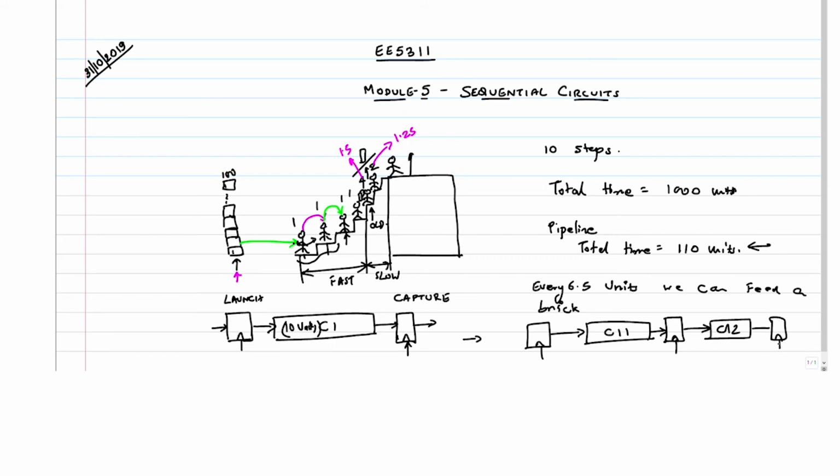Another flop in between. That's my final capture flop. Of course, remember the same flop can be a launch flop for one circuit and a capture flop for another circuit, right? So I can't say that this is the launch and this is the capture, because for the next stage that's going to be the launch flop, correct? So the delay of C1 is equal to delay of C11 plus delay of C12.